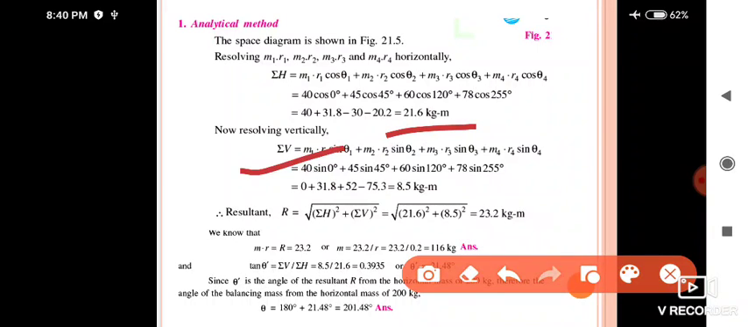and similarly for the sum of V, resolving vertically. That is why you have to take the sum of V, and instead of cos theta 1 you just have to use sin theta 1. So this is the formula for sum of V. Substitute all the values, and finally you are going to get 8.5 kg meter.